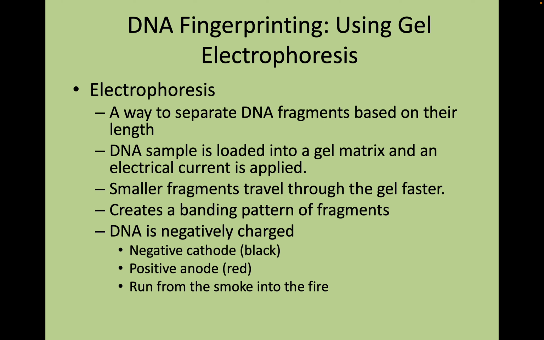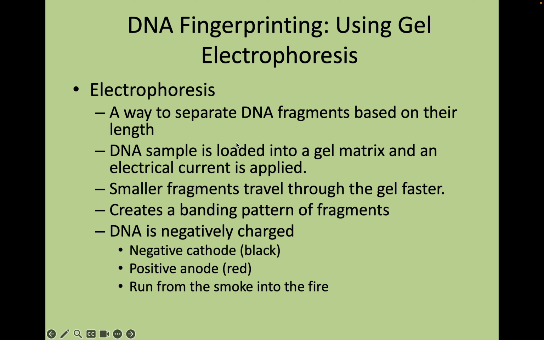All right, so electrophoresis is a way we can separate DNA fragments based on their size. So you would do the restriction enzyme, and then you'd need to find a way to compare the size of those fragments, right? So a DNA sample is loaded into a gel matrix, and an electrical current is applied. Now, smaller fragments travel through the gel faster, and it creates a banding pattern, right?